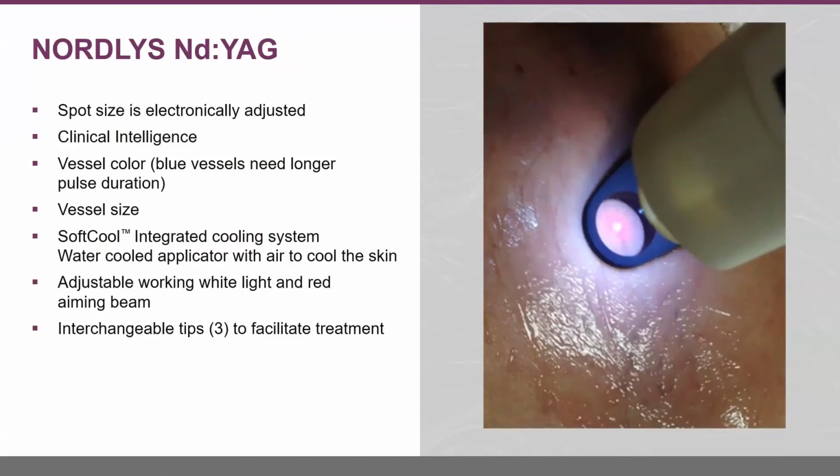This is part of what we call its clinical intelligence. So you set the size of the vessel and the skin type of the patient that you're treating, and the machine will give you the fluence and also the pulse duration. You can alter both if you're not seeing the clinical endpoint you're looking for, but it gives you a very effective starting point.